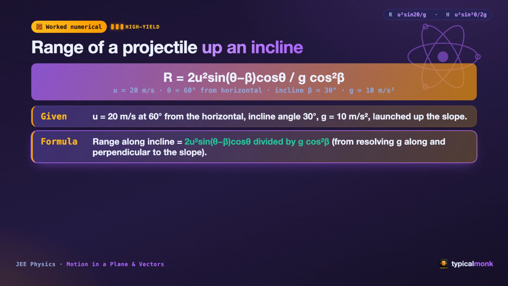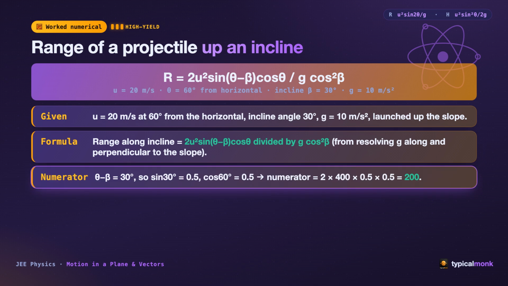Step 2. The formula. Resolving gravity along and perpendicular to the slope gives the range along the incline as 2 times u squared times sine of theta minus beta times cosine theta divided by g times cosine squared beta.